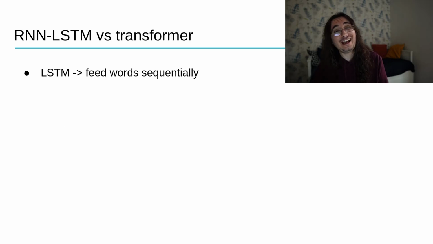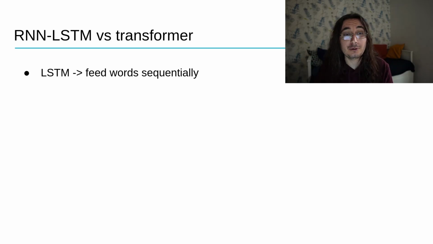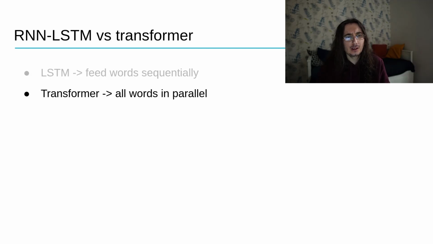Good. Now let's go back to the difference between recurrent networks and transformers. There's something very important here. So we mentioned that LSTMs, or recurrent neural networks, feed words sequentially. So you feed one word at a time into an LSTM. That is not true for a transformer, because all the words are fed in parallel through the input embedding.